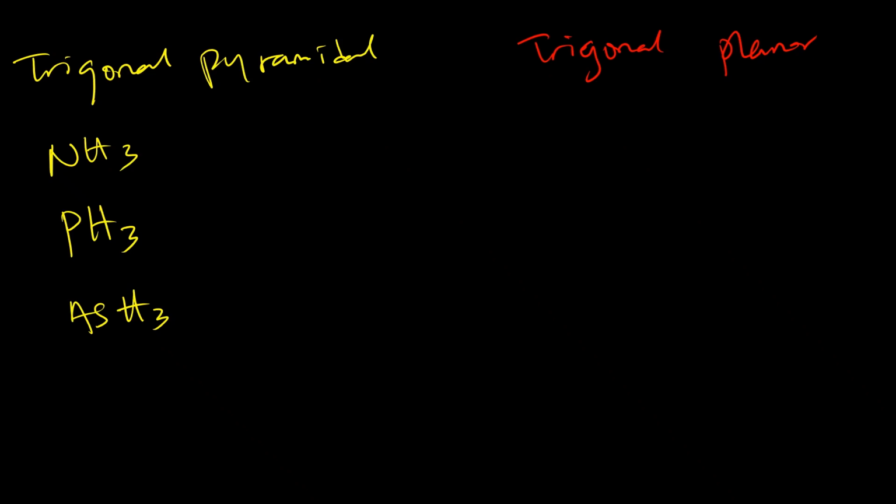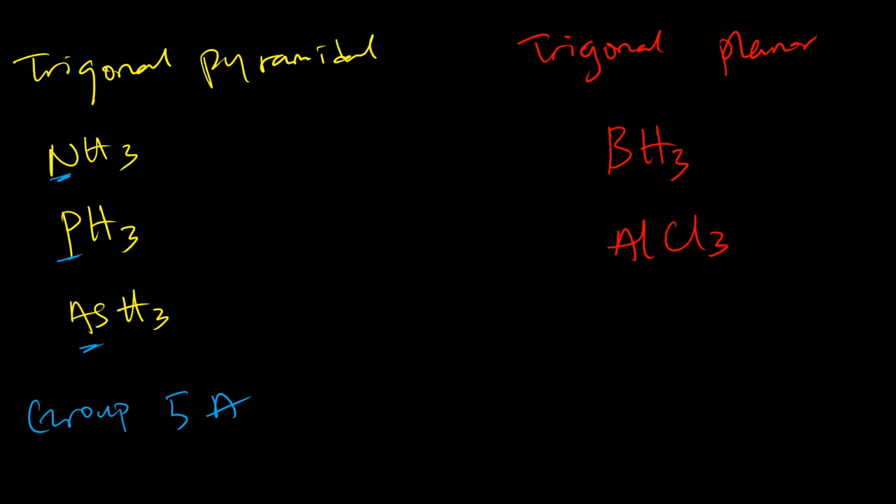If you take a look at trigonal pyramidal, all the center atoms are found in group 5A of the periodic table. Whereas for trigonal planar examples, we have boron hydride and aluminum chloride. All the center atoms are found in group 3A of the periodic table. I hope that makes sense.